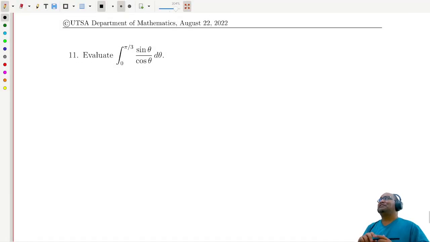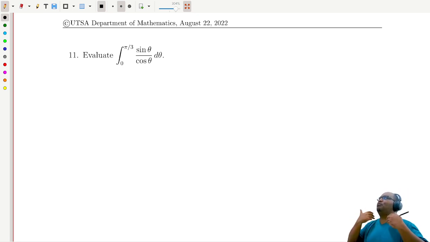So here's our first one. We're going to evaluate this integral from 0 to pi over 3 of sine of theta over cosine of theta d theta. Now, the clever among you may remember that sine over cosine is tangent, but we wrote it in this way to be a little more intentional. All right, so how do we handle this?